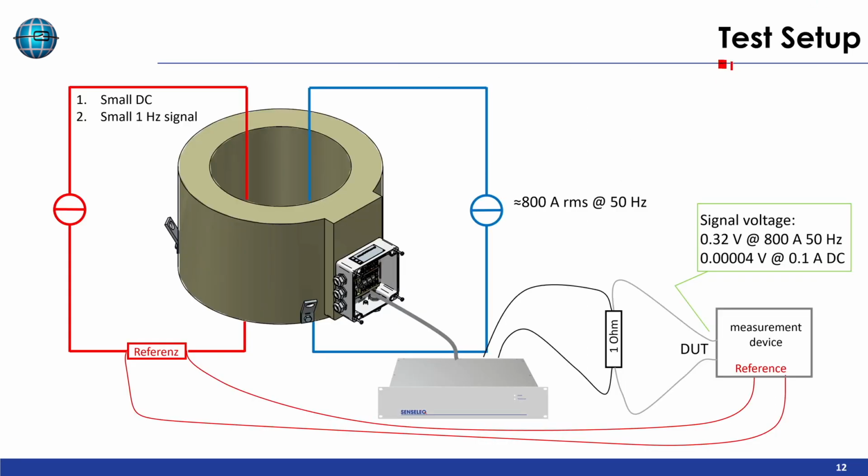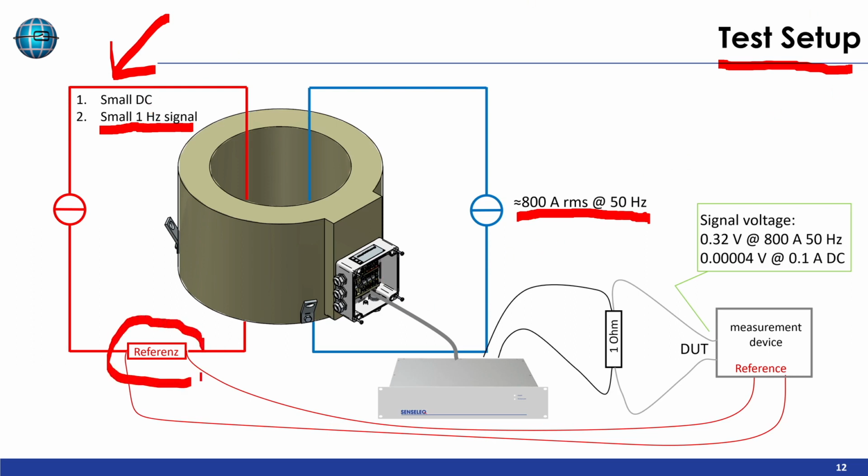Yeah, here you can see our test setup. We are generating here 800 amps RMS at 50 Hertz. And we have here the DC component. We start with a small DC component, and afterwards we generate a 1 Hertz signal. So we have also a simulation for GIC currents, which have a frequency between DC and 1 Hertz. So we will test both DC and 1 Hertz of the small signal. As a reference, we have here a high precision shunt in this circuit, and the measurement device detects our flux gate transducer and the shunt of the small DC circuit.